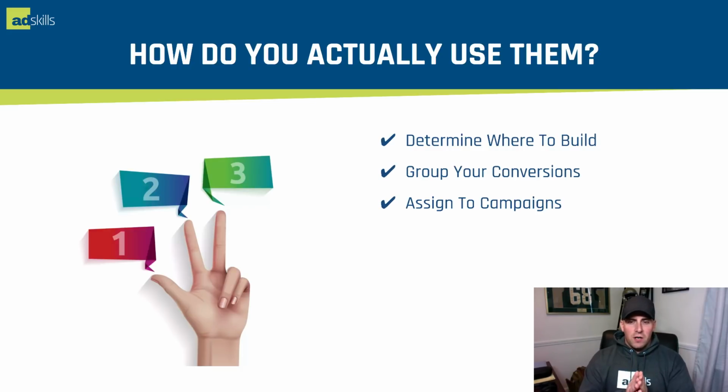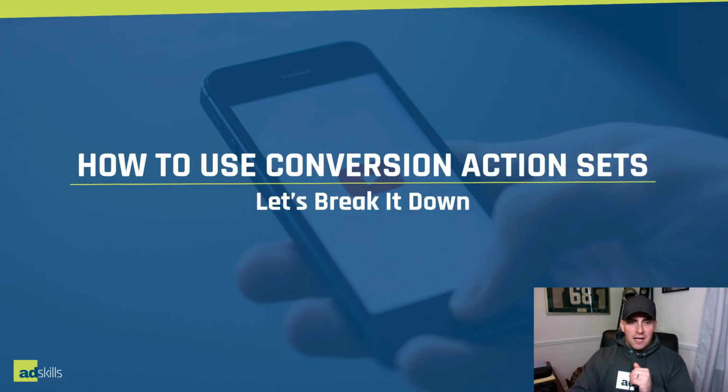Well, there's 3 steps for us. First, we're going to determine where we need to build them. This is really important if you're using an MCC or an individual account. Number 2, we're going to talk about how to group your conversions, the way to think about it, and then finally how to assign them to your campaigns. So let's dive in. This is how we're actually going to use conversion action sets.